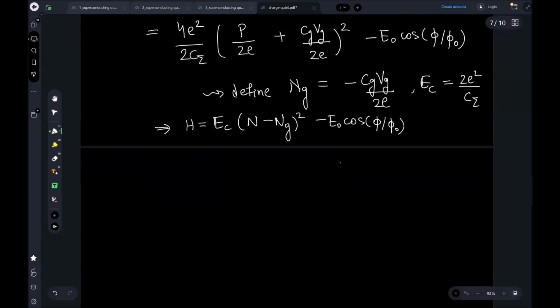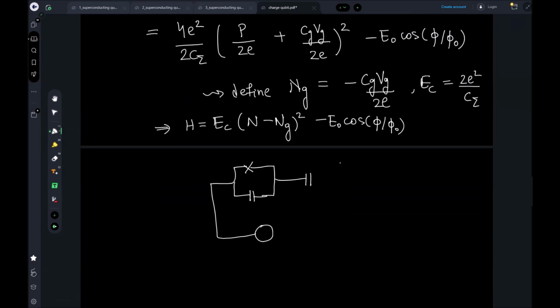Now, from our notation, it might be a little bit confusing that Ng is the charge on the gate capacitor, but that is not actually true. So let me redraw the circuit diagram here for you. As you can see, the voltage across the gate capacitor is Vg minus V and not just simply Vg. So Ng does not correspond to the charge on the gate capacitor.